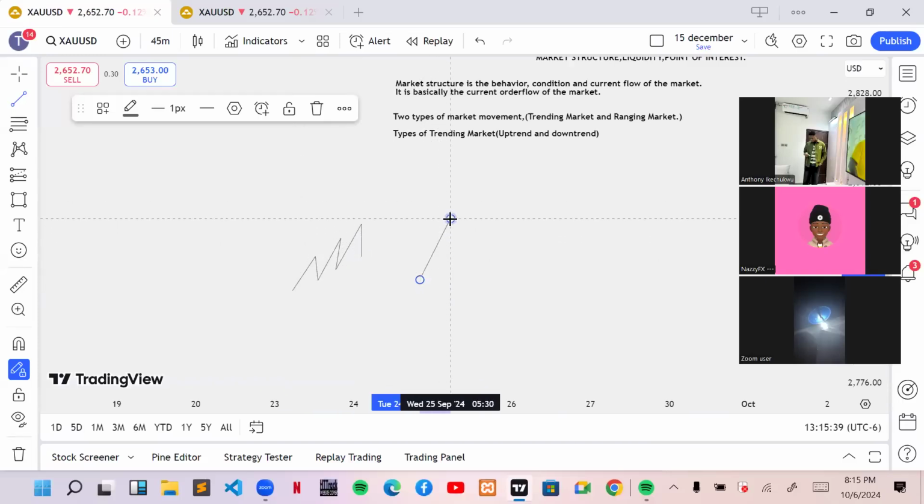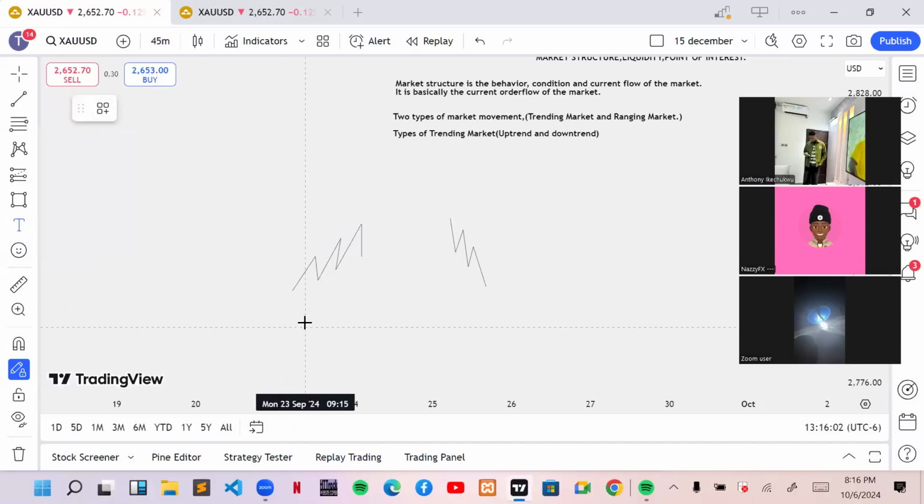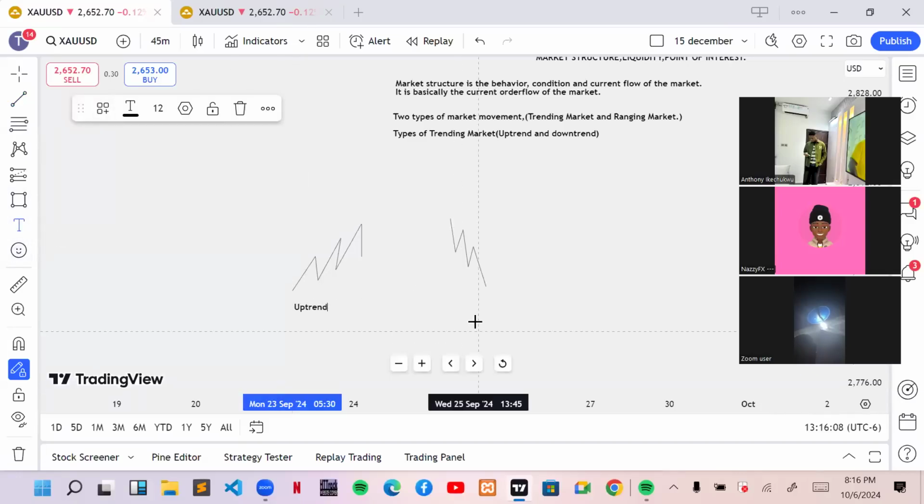Meanwhile, a downtrend is the market making a series of lower highs and then lower lows, lower highs, lower lows. This is what it means for the market to be on a downtrend. So this is an uptrend right here, and this is a downtrend. An uptrend is a series of higher highs and higher lows, and a downtrend is a series of lower highs and lower lows.